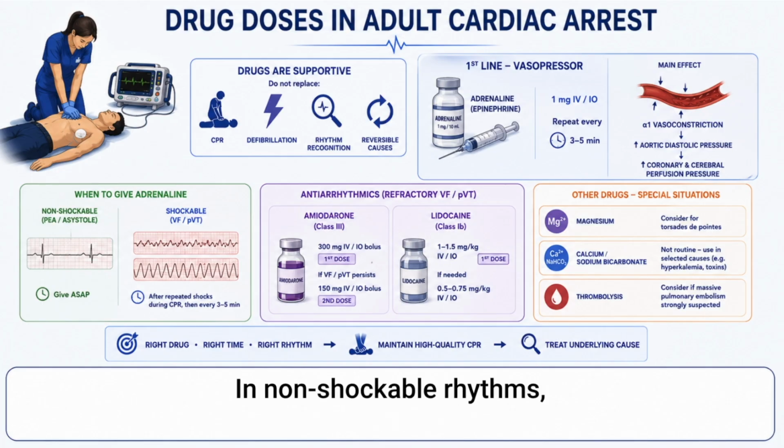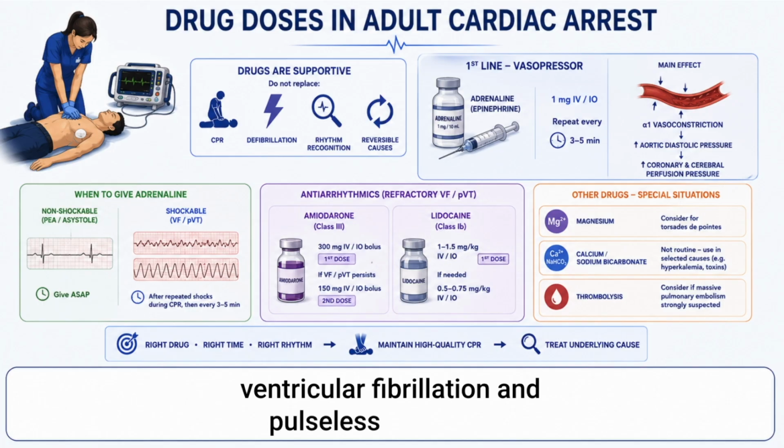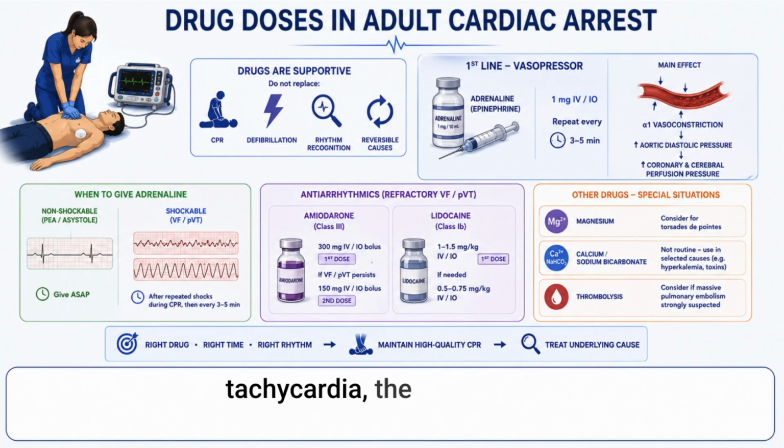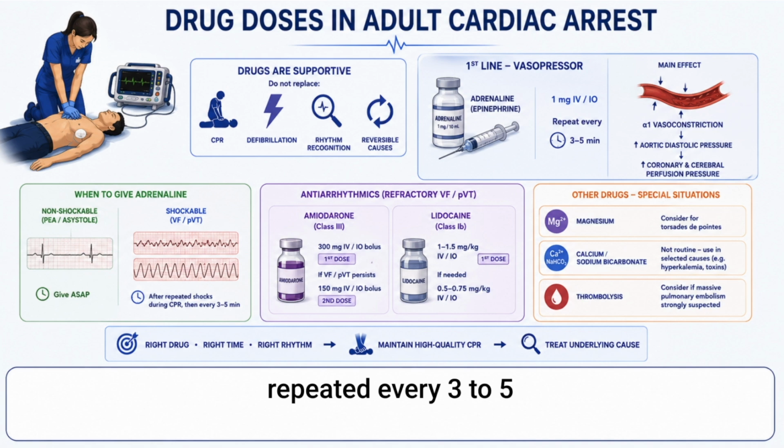In non-shockable rhythms, meaning PEA and asystole, adrenaline should be given as soon as possible because these rhythms are not treated with defibrillation. In shockable rhythms, meaning ventricular fibrillation and pulseless ventricular tachycardia, the first priority is defibrillation. Adrenaline is given during CPR after repeated shocks and then repeated every 3 to 5 minutes.